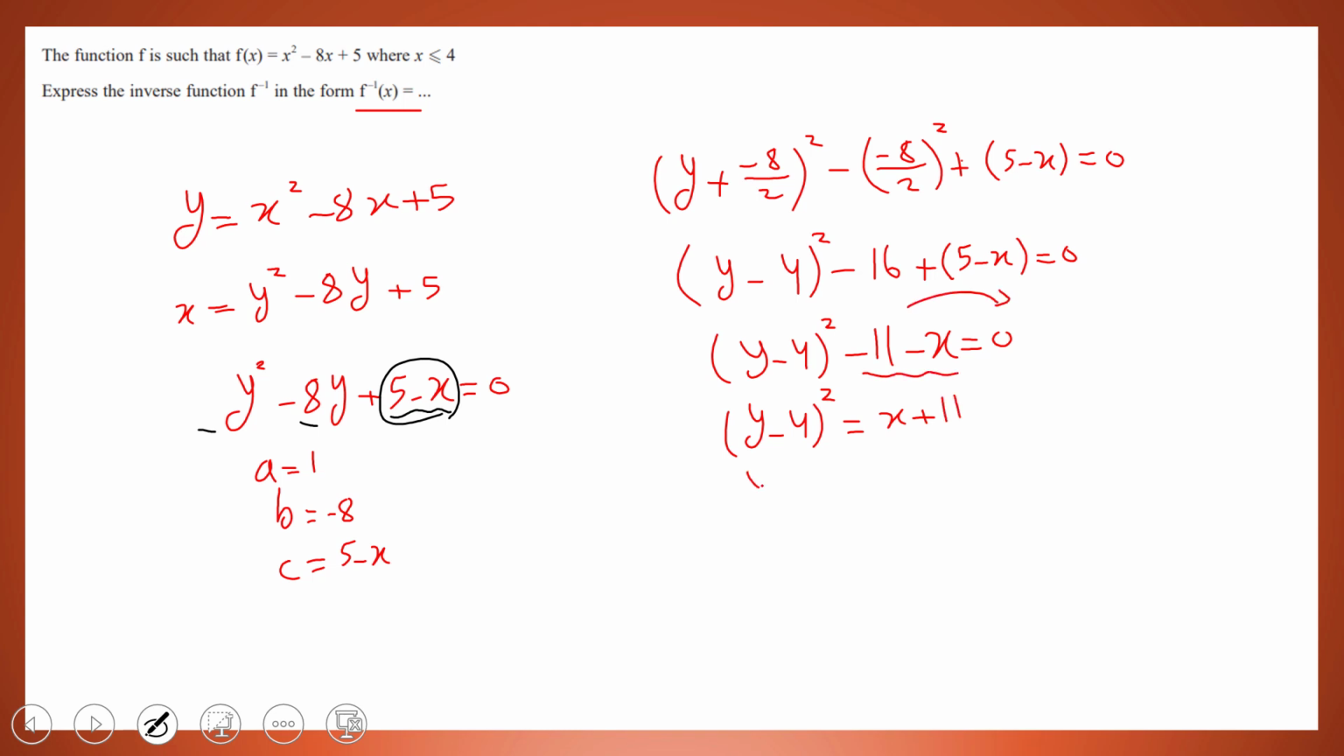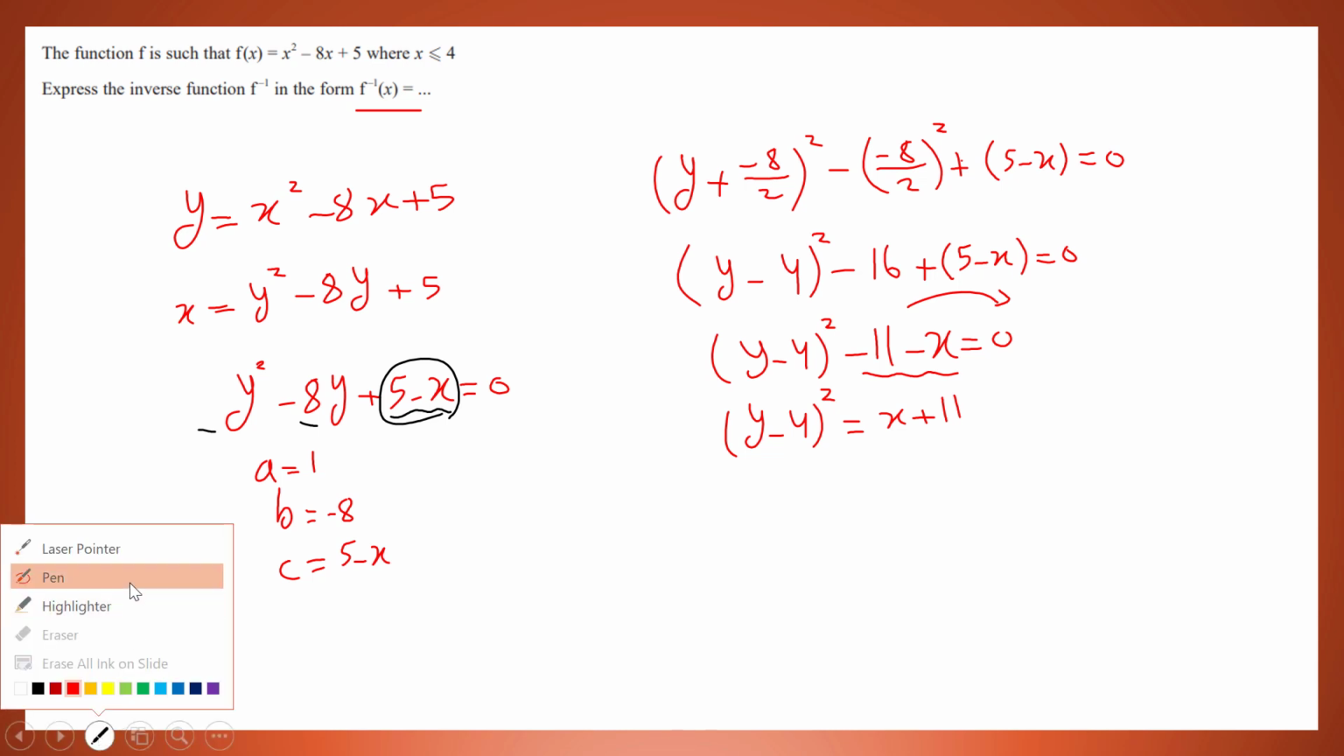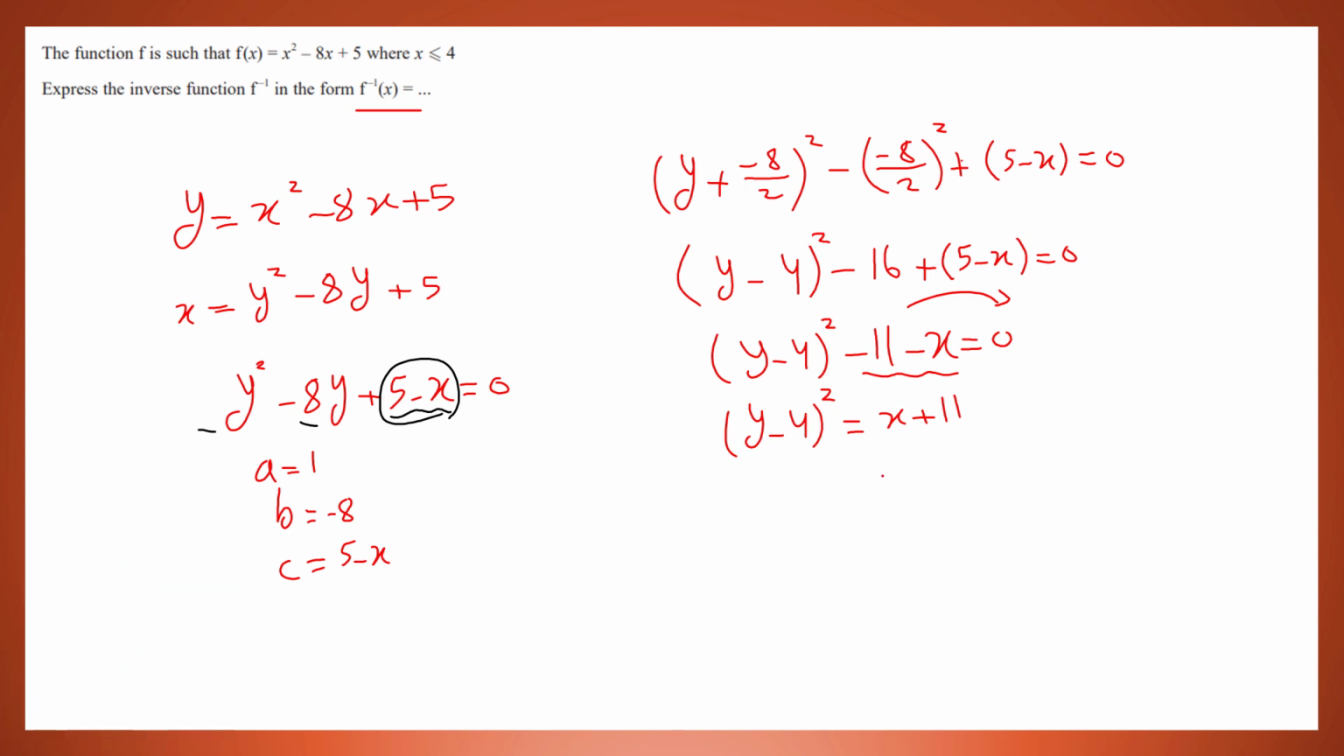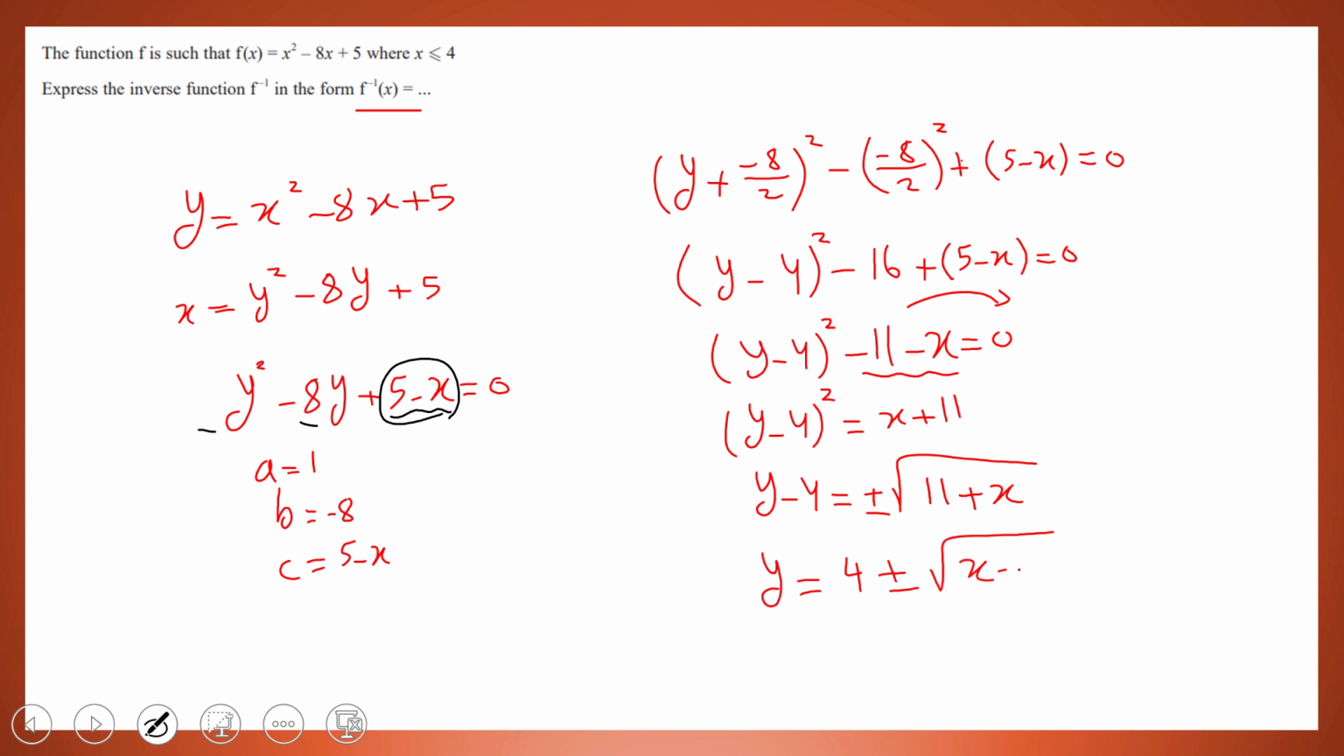And then I can take the square root to remove the power 2. So we stop here at y minus 4 whole squared equals x plus 11. I'm going to take the square root of the two sides. So it will be the square root of x plus 11, with plus and minus. So it will be y equals 4 plus or minus the square root of x plus 11.